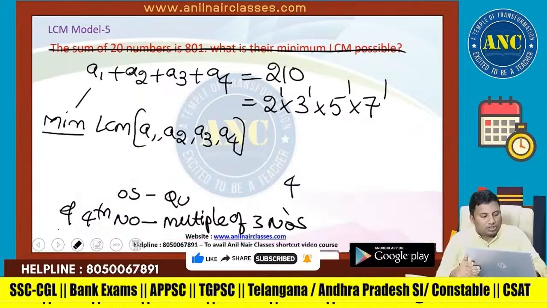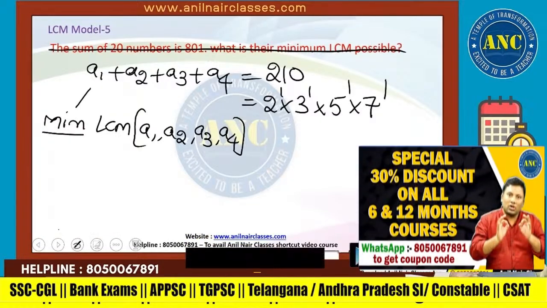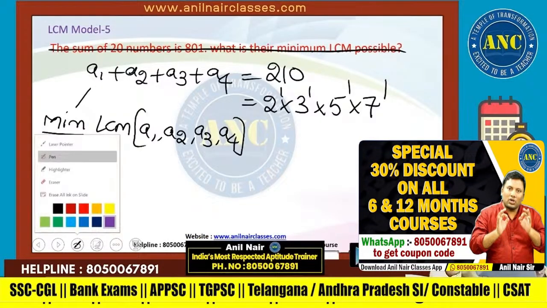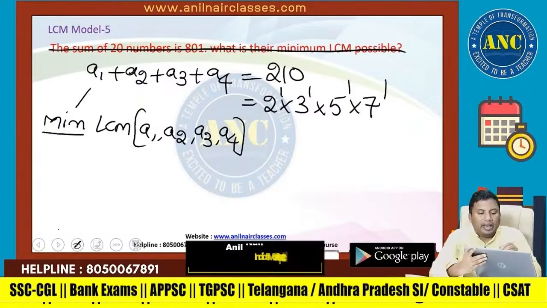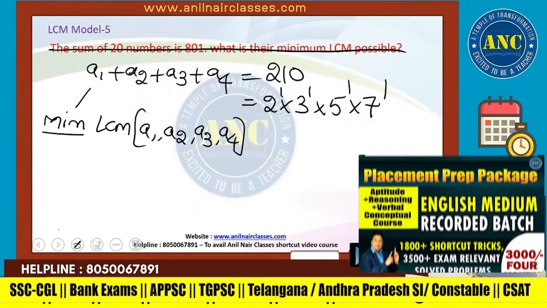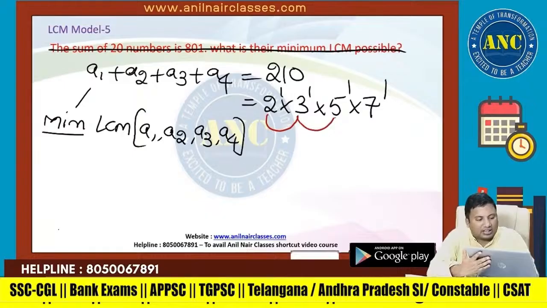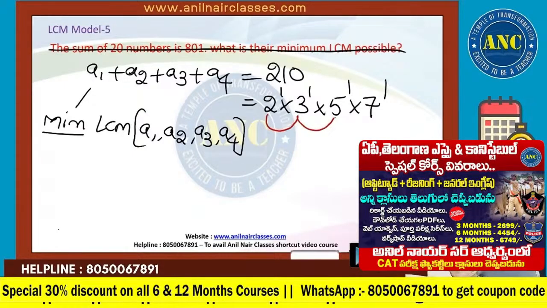We will use this logic to do it. Four numbers. What is the logic? A1 plus A2 plus A3 plus A4 is 210. Minimum LCM. First thing, 2 3s are 6, 6 5s are 30. Three numbers should be equal.